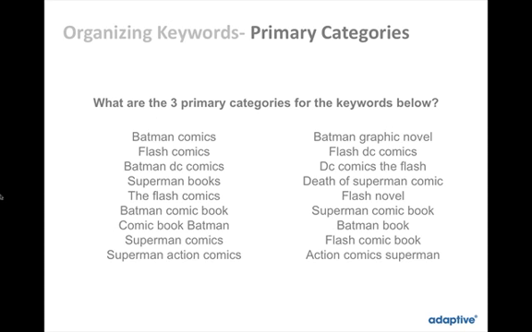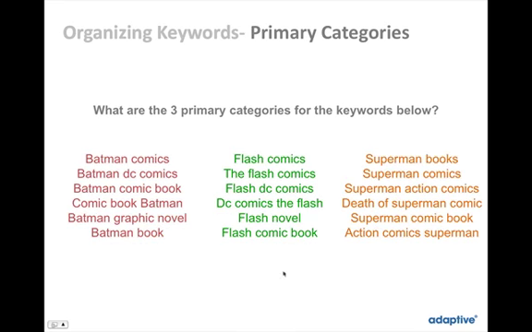The first step in organising the keywords is to put them into primary categories. So if we look at these keywords here relating to comics, the best way to put them into a primary category would be by the superhero, so Batman, Flash and Superman. And doing that gives us a structure like this, where you have all the Batman keywords in one category, all the Flash in another, and all the Superman related books and comics in another category.